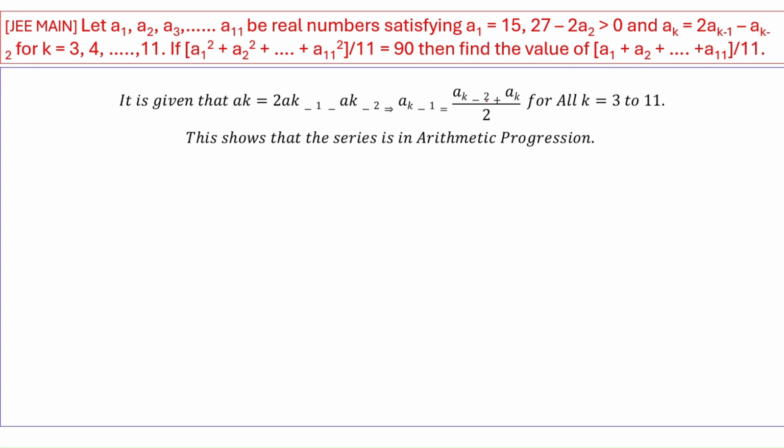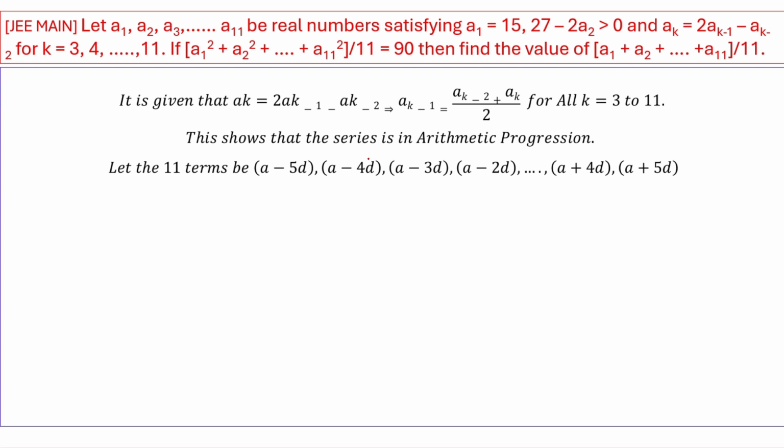That means if I substitute 3, what I will get is a1, a2, a3, correct? So this is for all the terms basically. So that means this is in arithmetic progression. See, without telling that a series is in arithmetic progression, they have given an expression. So we have to first check this carefully, then it is very easy to solve the problem.